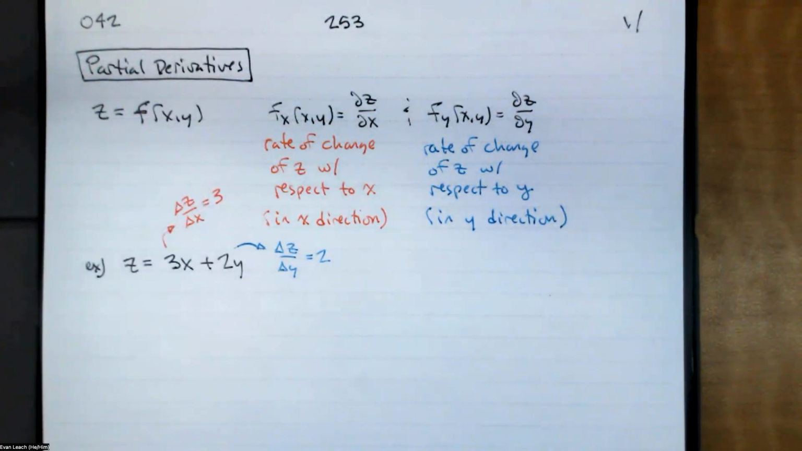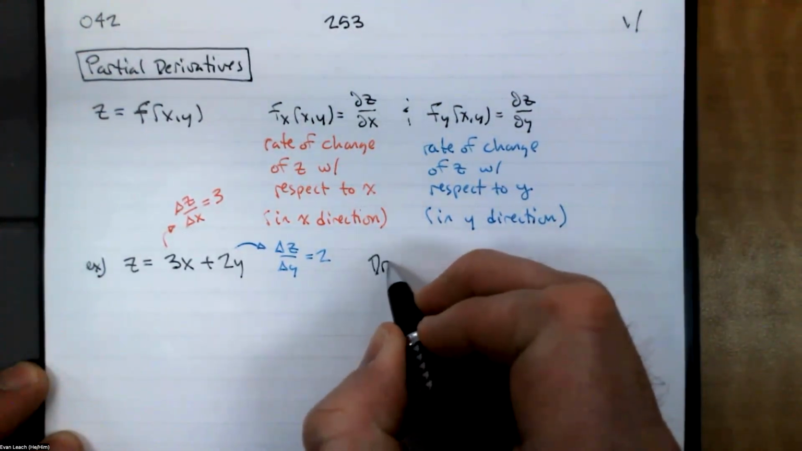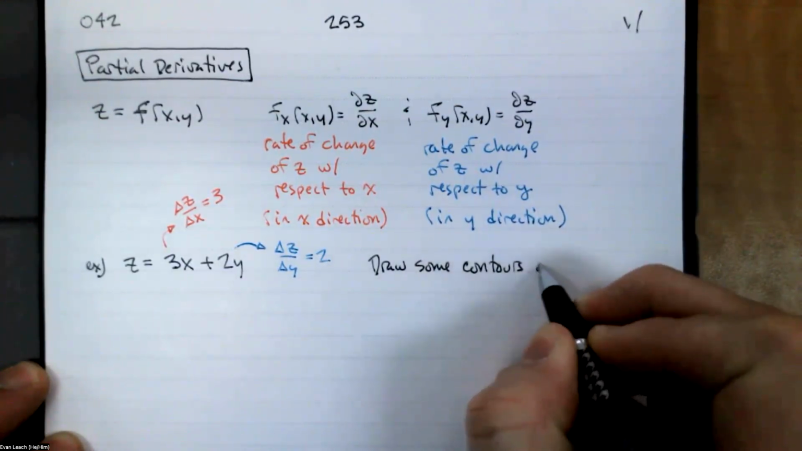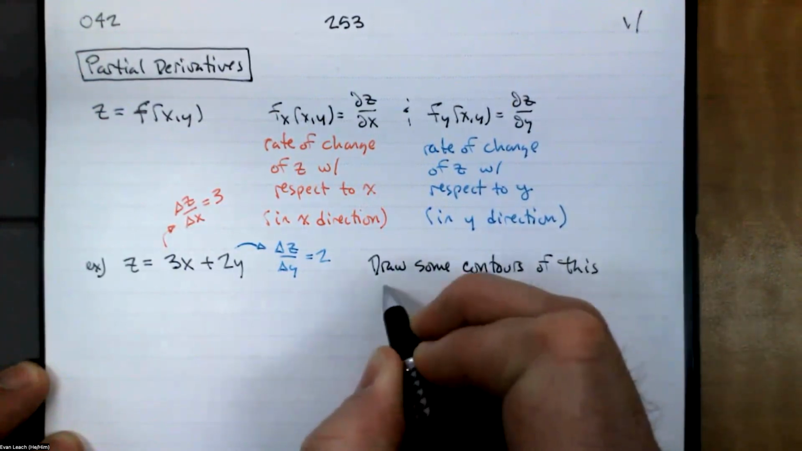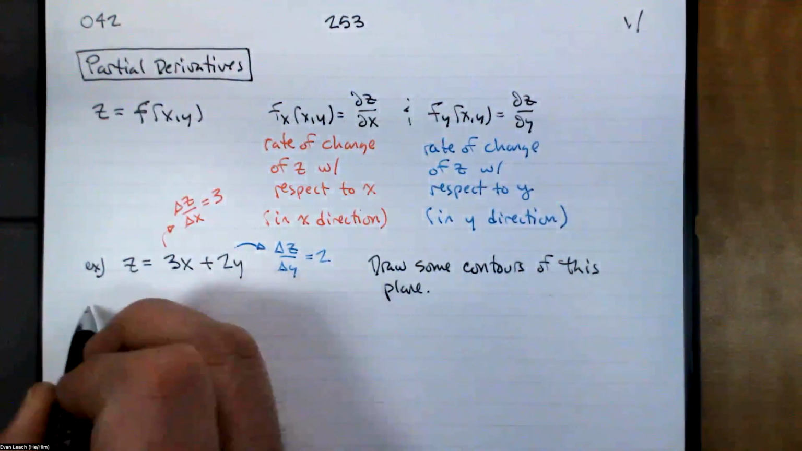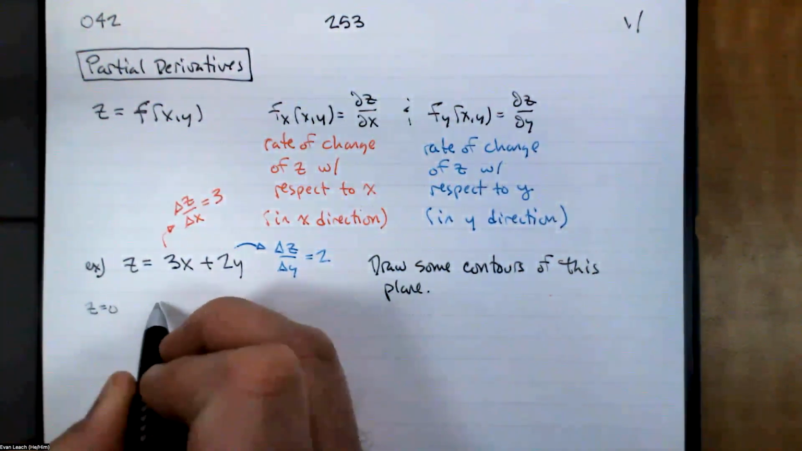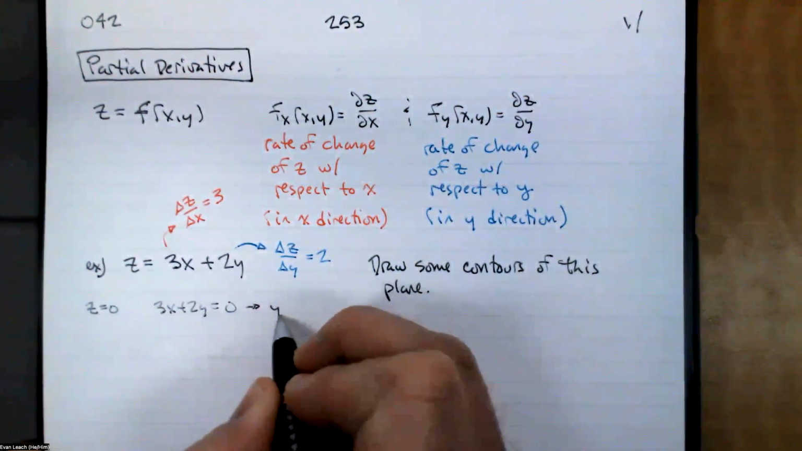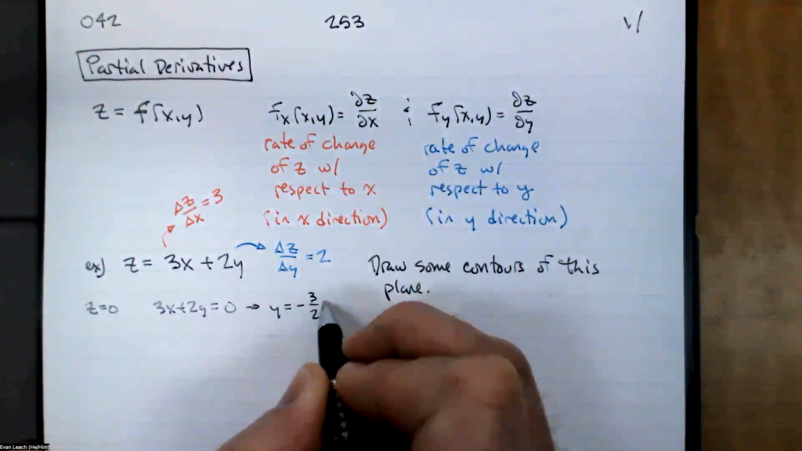Let's draw some contours of this plane. If you're thinking that I chose a plane because it's really easy to draw the contour, you are 100% correct. Because I can almost draw line segments. So, not trying to hide anything. Let's look at when z is equal to 0. We get the contour 3x plus 2y is equal to 0. Or y is equal to -3/2 x.